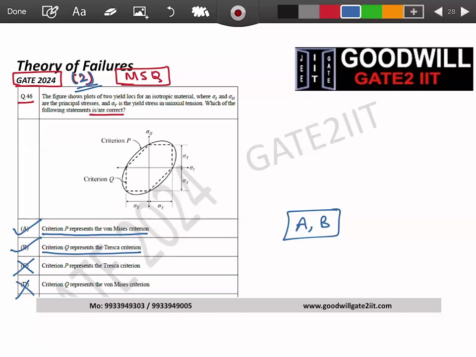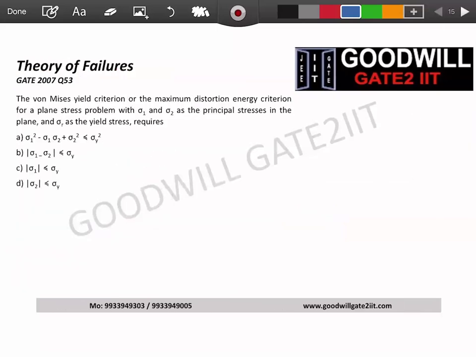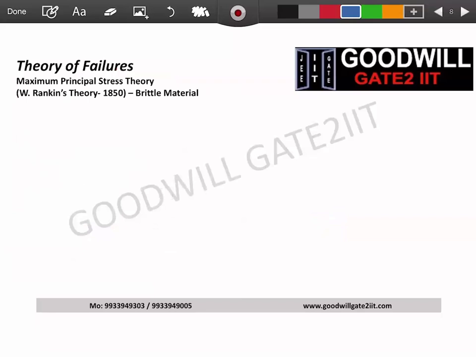I don't think there is any other doubt. Okay, let's move forward then. So then our third theory is what is known as the maximum principal stress theory.